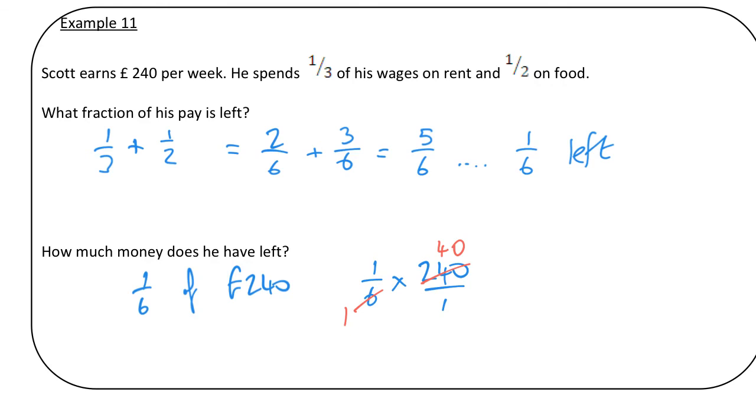So we've got multiplying across the top, we've 1 multiplied by 40. On the bottom, we've 1 multiplied by 1. 1 times 40 is 40. 1 times 1 is 1. 40 divided by 1 is 40. So the answer is £40.